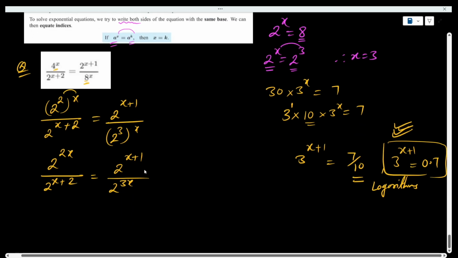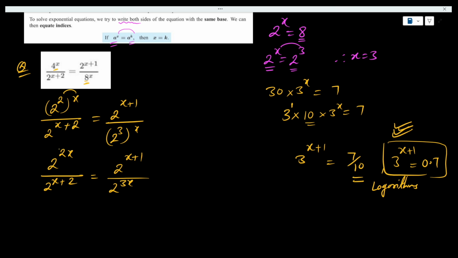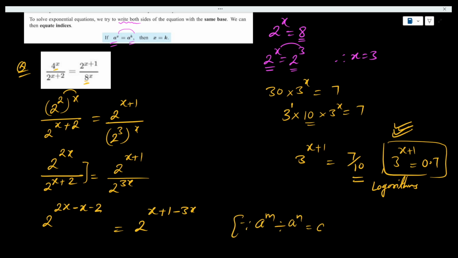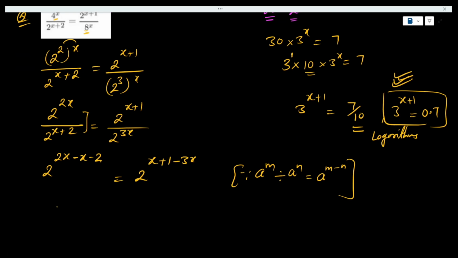Either you do cross multiplication here, or I can subtract the powers also. If I subtract the powers, same side powers must be subtracted, which will be equal to 2 to the power x plus 1 minus 3x, because we are applying the laws of exponents. Whenever you divide, you have to subtract their powers. After that, it has become 2 to the power x minus 2 is equal to 2 to the power minus 2x plus 1. Now here, both side bases are the same.